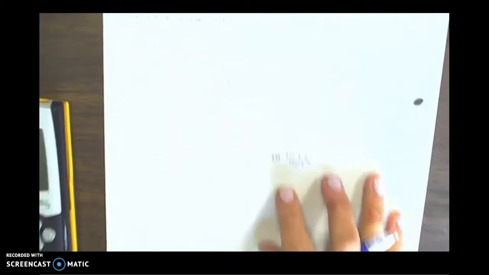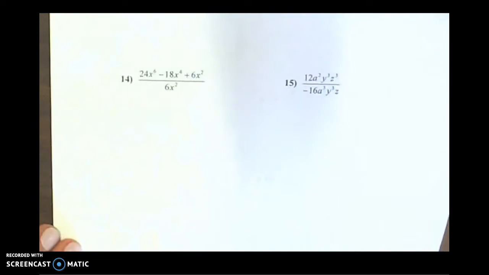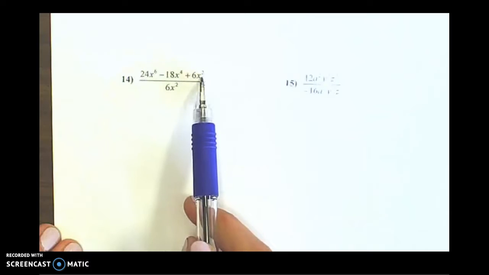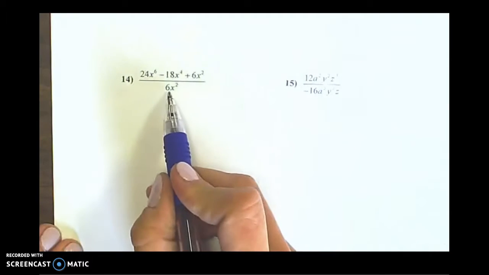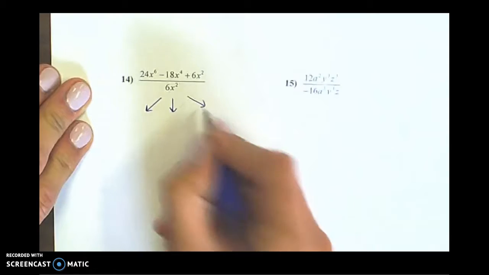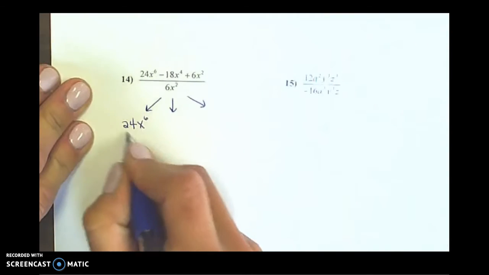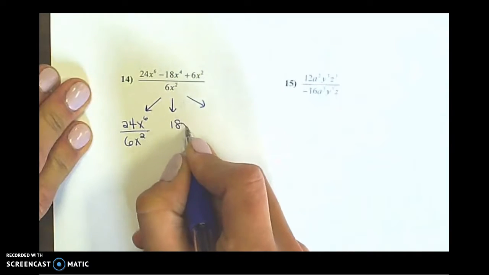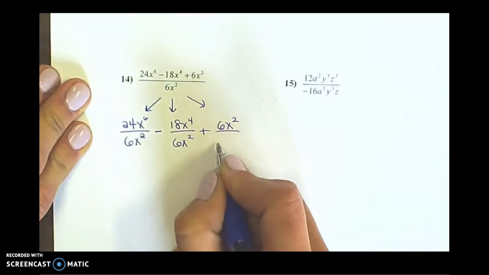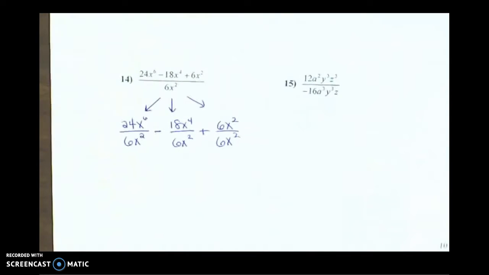All right, let's take a look now at the bottom ones. See if I can clear this up a little bit. There we go. Okay, so if we take a look here at number 14, we have a polynomial, actually a trinomial on the top, divided by 6x squared. That means I need to divide everything in the top by 6x squared. So this is actually 3 fractions in 1. So 24x to the 6 over 6x squared, 18x to the 4th over 6x squared, plus 6x squared all over 6x squared.